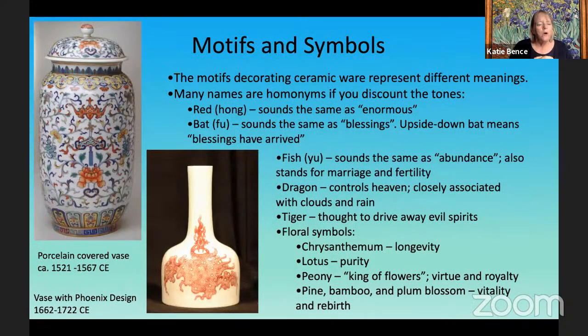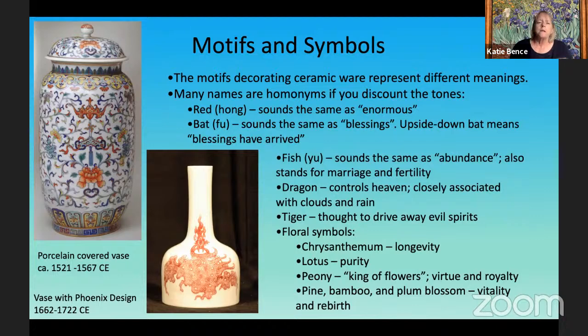So there were many motifs decorating the ceramic ware, and they represent different meanings. Many times they had double entendres because of the tonal nature of Chinese. So the word red or hong, pronounced one way means red, but pronounced in another way means enormous.